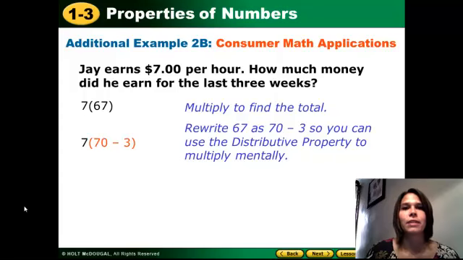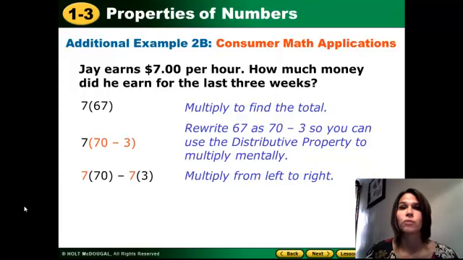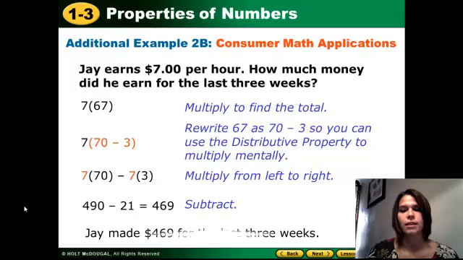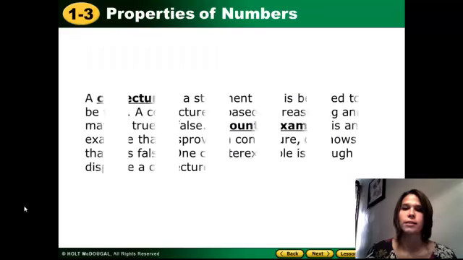These numbers I can do mentally. 7 times 70. 7 times 7 is 49 with a 0 at the end. 7 times 3 is 21. So using the distributive property, I break that apart. 490 minus 21, and I can get an answer of 469. Again, it's a word problem. Let's make sure and use the correct unit. So Jay made $469 for the last 3 weeks.